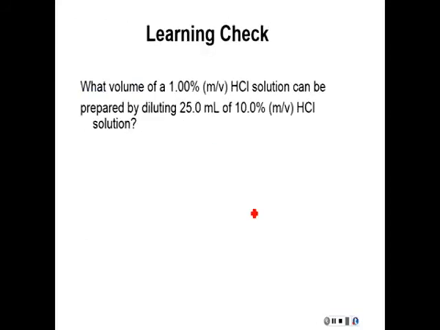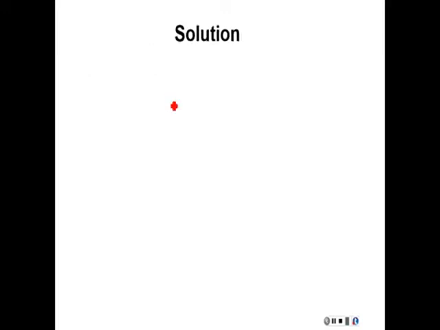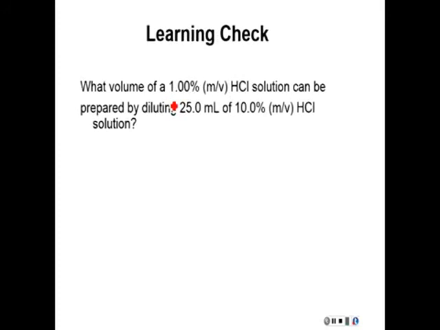Now here's one for you guys to try. Let's say we have a 1% HCl solution. You want to prepare that from a 10% HCl solution. You're going to use 25 mL of it. So here's your problem. Give it a try. Come back and check your answer.